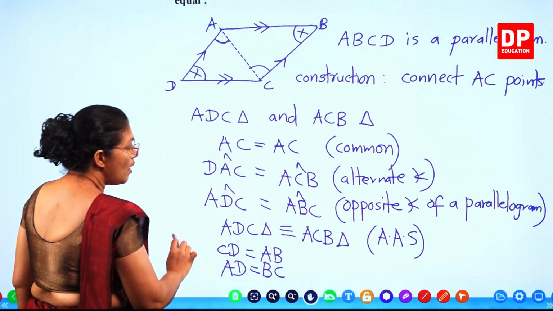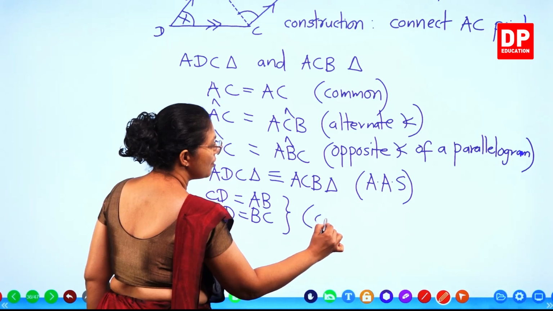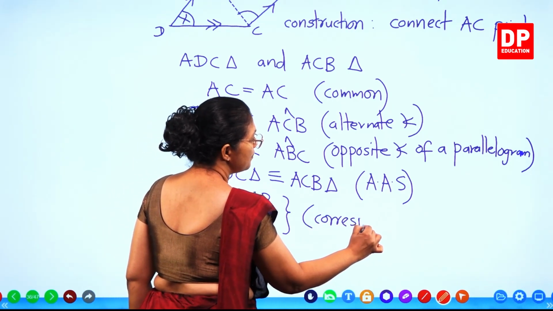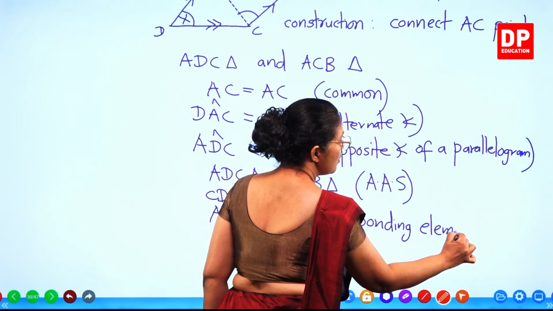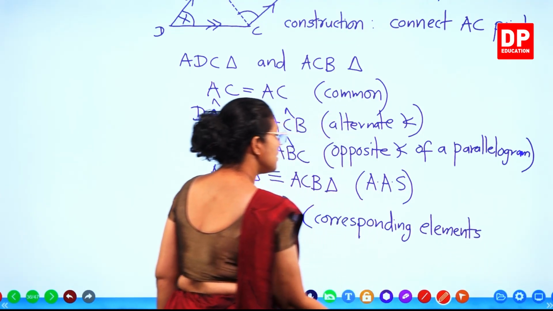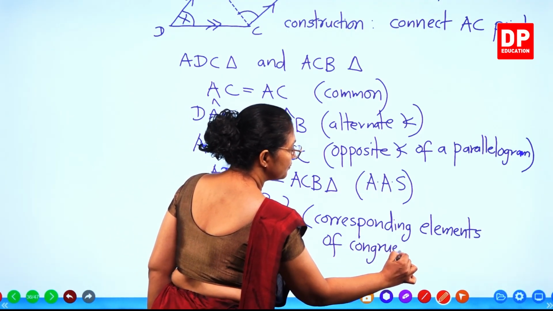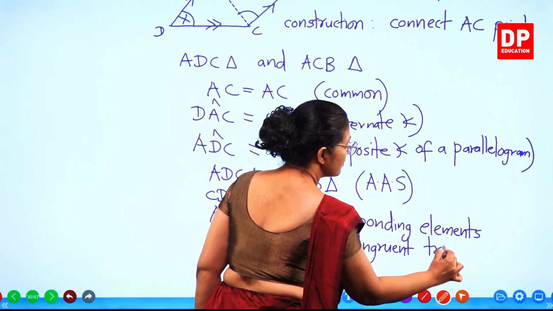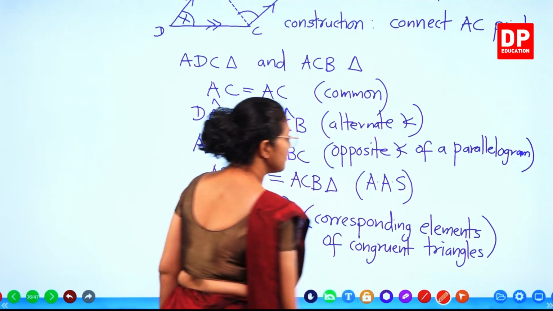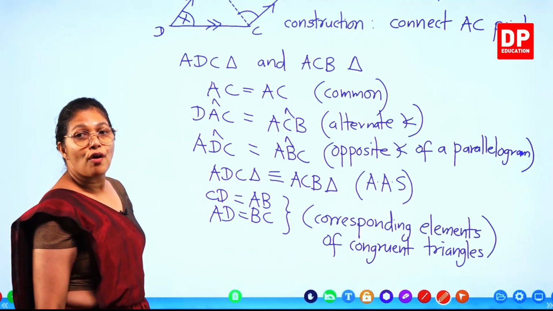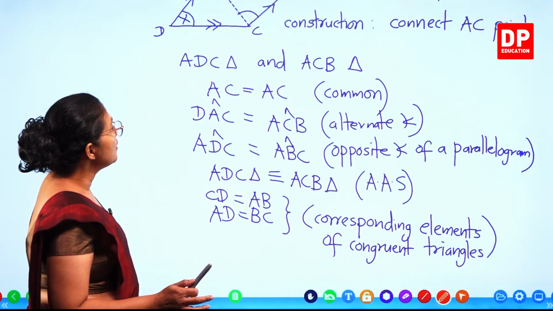These two are equal. What's the reason? Corresponding elements of congruent triangles. So that's the proof of this. Opposite sides of a parallelogram are equal.